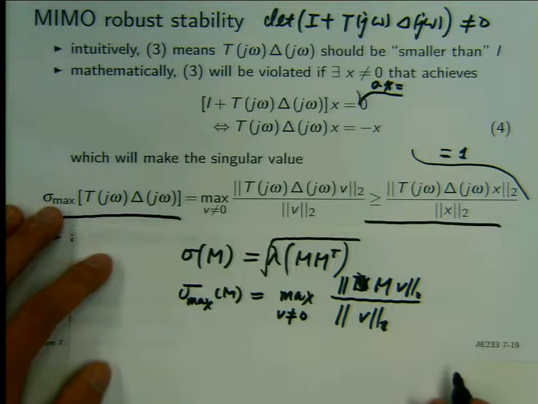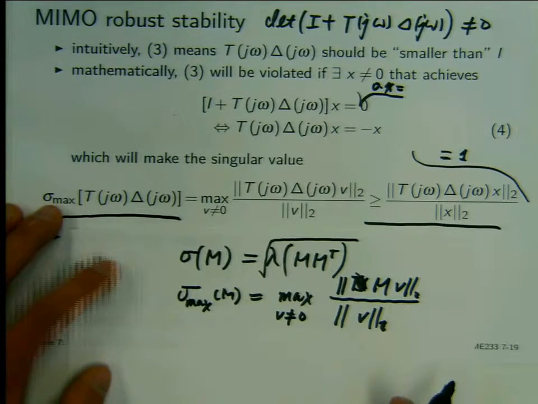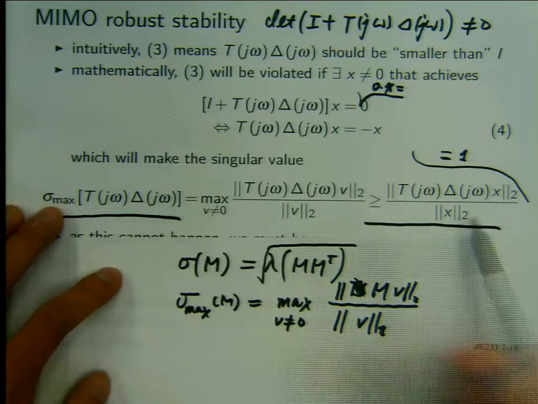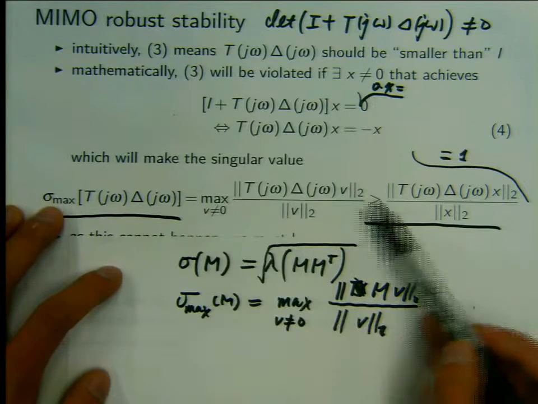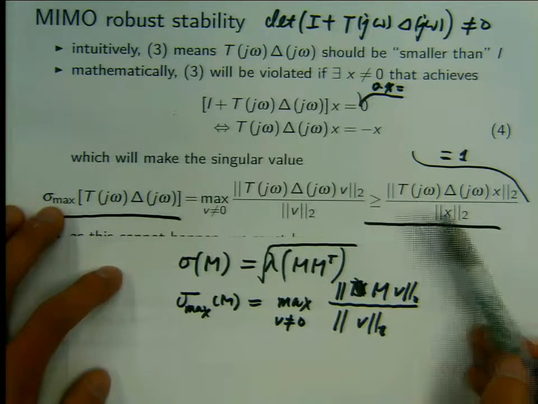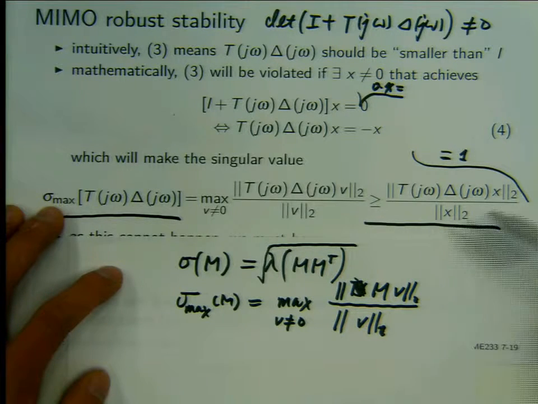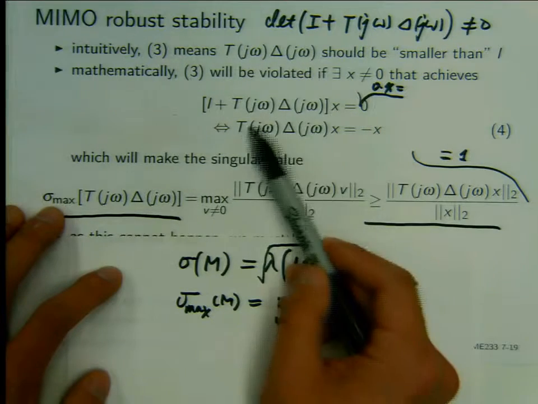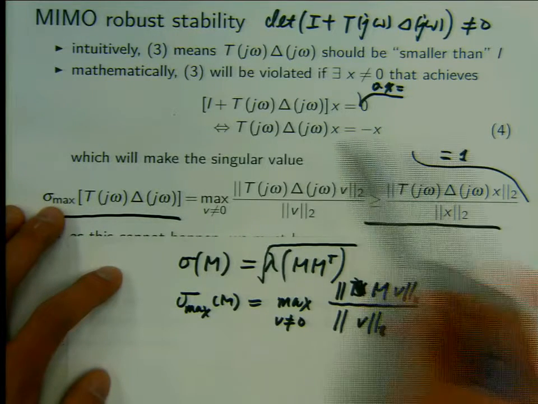It's not, because I'm considering all the possible V. Take the maximum. Okay? So immediately you see, if I consider all the possible V here, then X is definitely one of them. So this is always going to be larger than or equal to the special case of X over here. If you do this computation, the 2 norm of the top part is going to be exactly equal to the 2 norm of the bottom part because of this equality here.